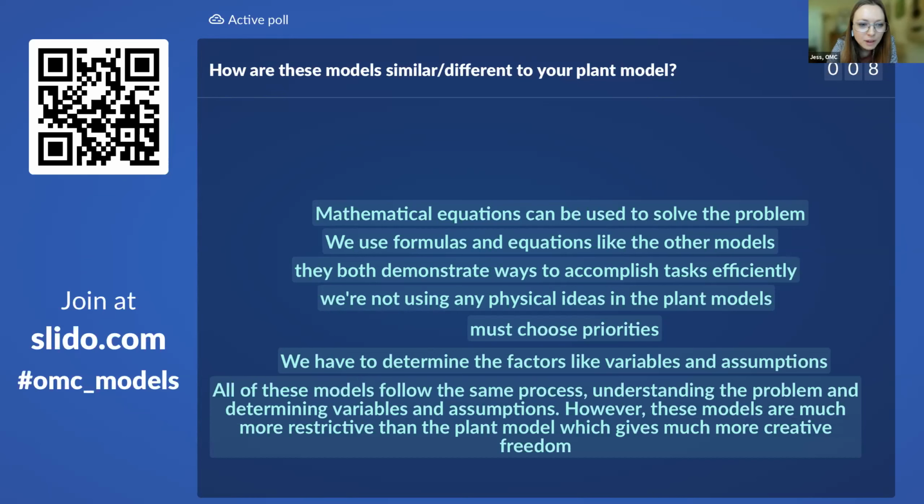And there's a longer one that's come up here, so I'm going to read that out. All of these models follow the same process: understanding the problem and determining variables and assumptions. However, these models are much more restrictive than the plant model, which gives much more creative freedom. I think that's a perfect summary of the differences, because basically all of these models, the starting step was to try and understand the physics, or as Kiva was just saying, to prioritize and choose which physics you're going to include and which you won't. Whereas with the plant model, there isn't really that initial step, because you're determining your own new variable that's a combination of all these scores that you think will be the best way to allocate the funds.